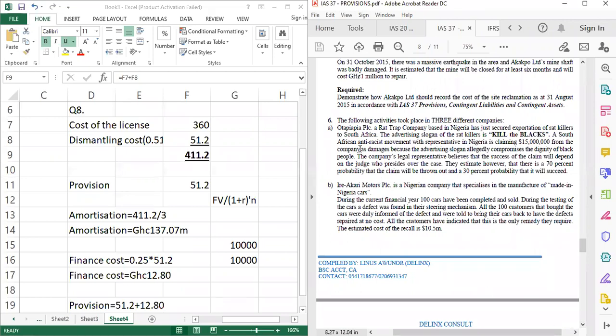Okay, let's come to question 6. Let's make this one the last question. Question 6, who is reading? Who is reading the question 6 for us?